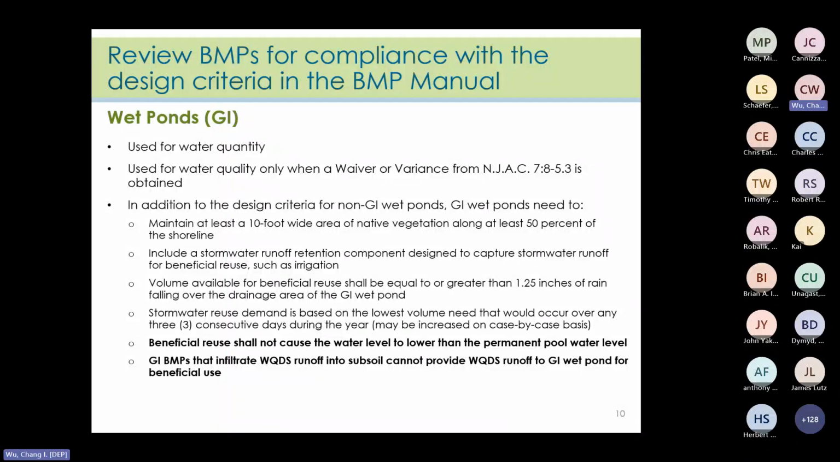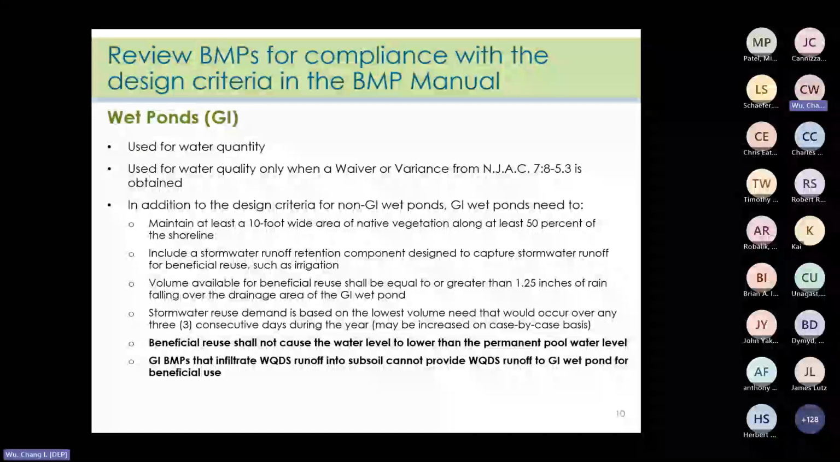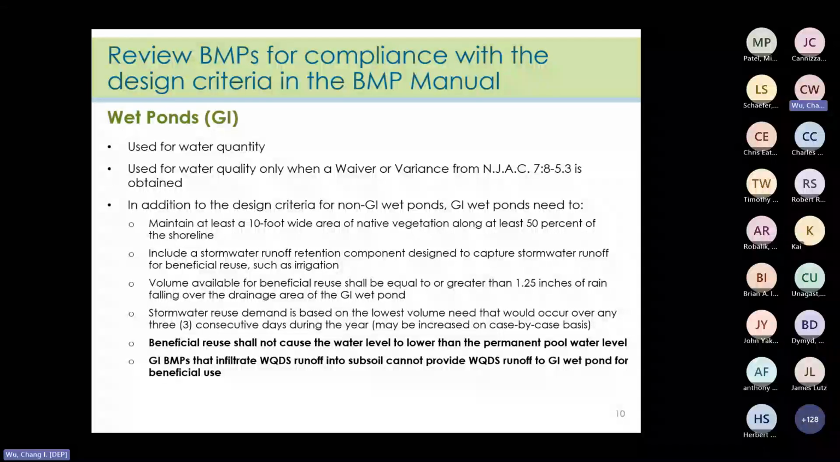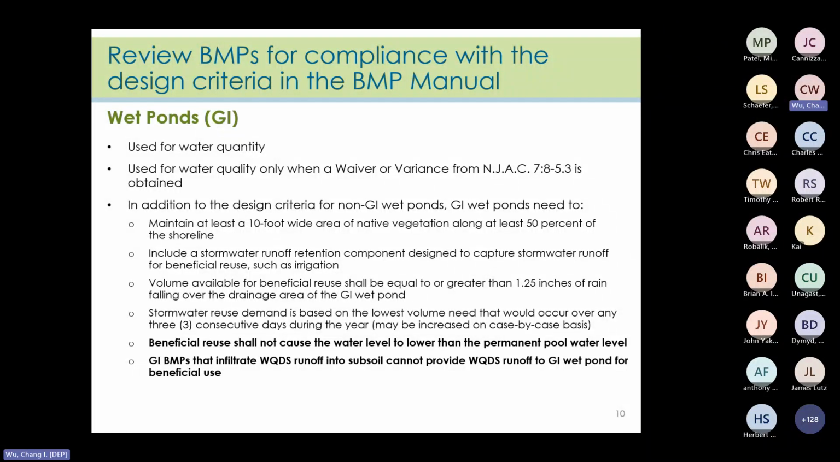the GI wet pond needs to maintain at least a 10-foot wide area of native vegetation along at least 50% of the shorelines. And it also needs to include a stormwater runoff retention component that's designed to capture stormwater runoff for beneficial reuse, such as irrigation. The volume available for beneficial reuse should be equal to or greater than 1.25 inches of rainfall on the drainage area of the GI wet pond.